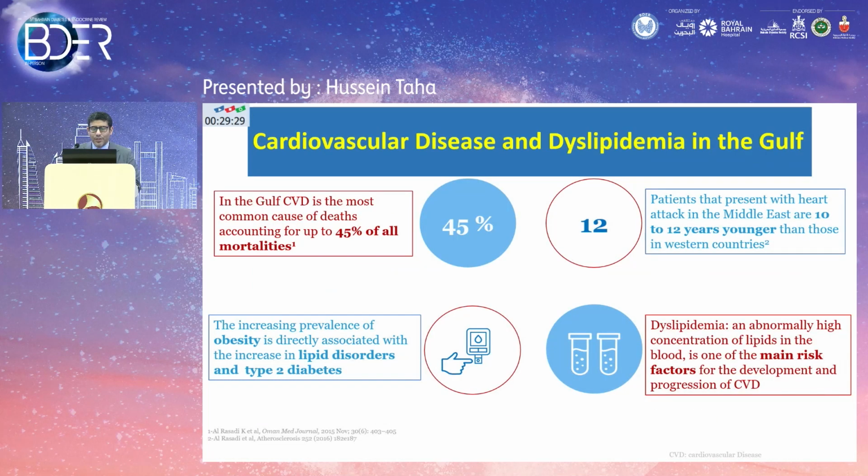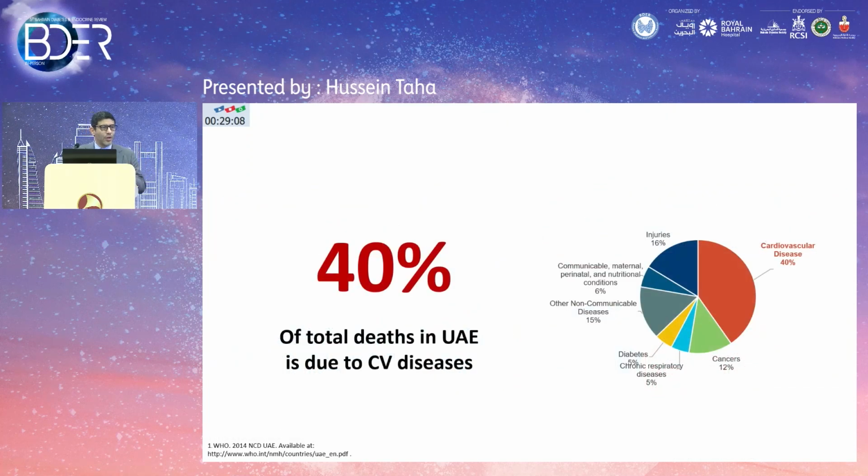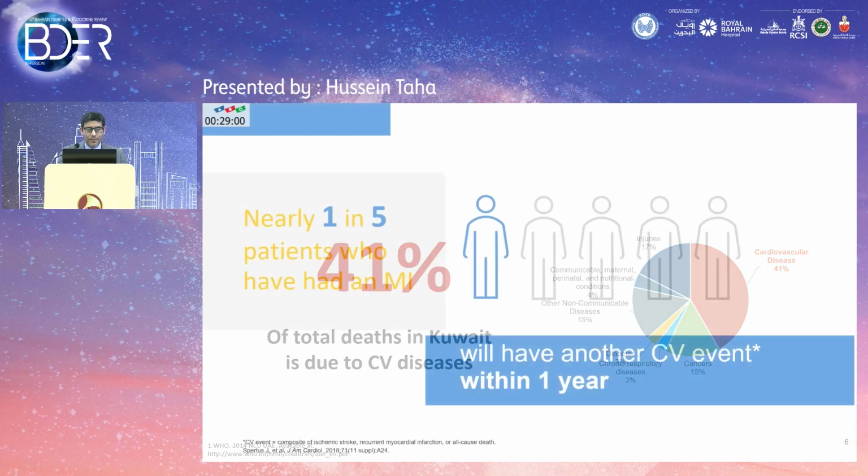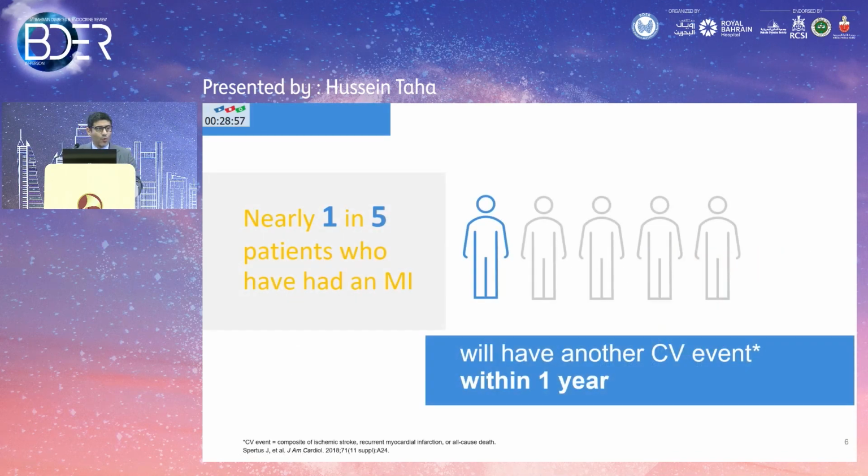What about the Gulf countries? 45% of all mortalities in Gulf countries are attributed to cardiovascular disease. In the Middle East, when people get a cardiovascular event, their lifespan is reduced by 12 years. Most of the time, they have dyslipidemia and obesity. 40% of all causes of death in the UAE are attributed to cardiovascular disease. Similarly, in Kuwait, one out of 5 who had an MI will develop another cardiovascular event within a year.